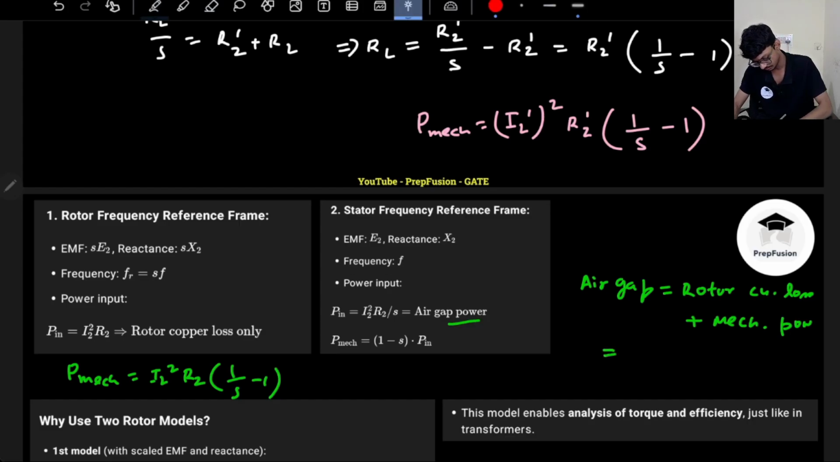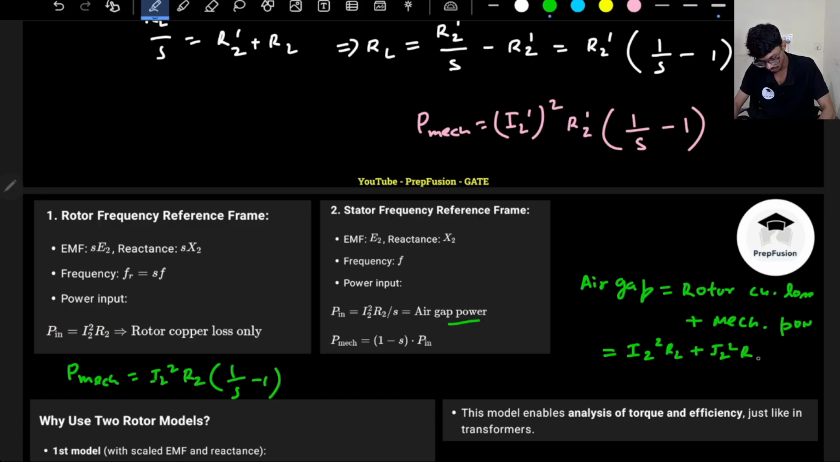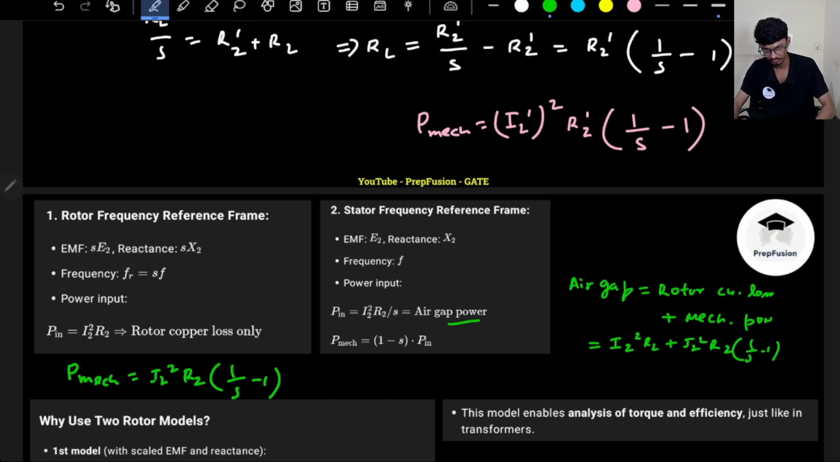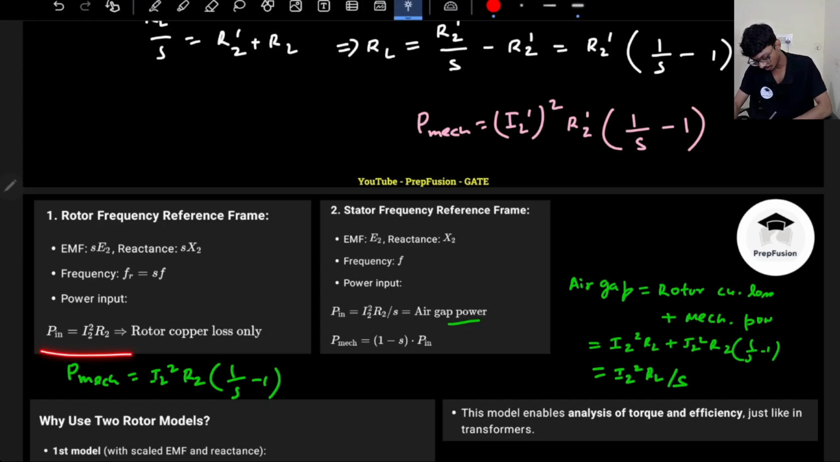So what is the rotor copper loss? The rotor copper loss is I2 whole square into R2, and the mechanical power is I2 whole square into R2 into (1 by S minus 1). So from here you are able to see the air gap power. We will see the power flow more in the next lecture. The air gap power is simply I2 whole square into R2 divided by S. So it is basically the rotor copper loss divided by S.